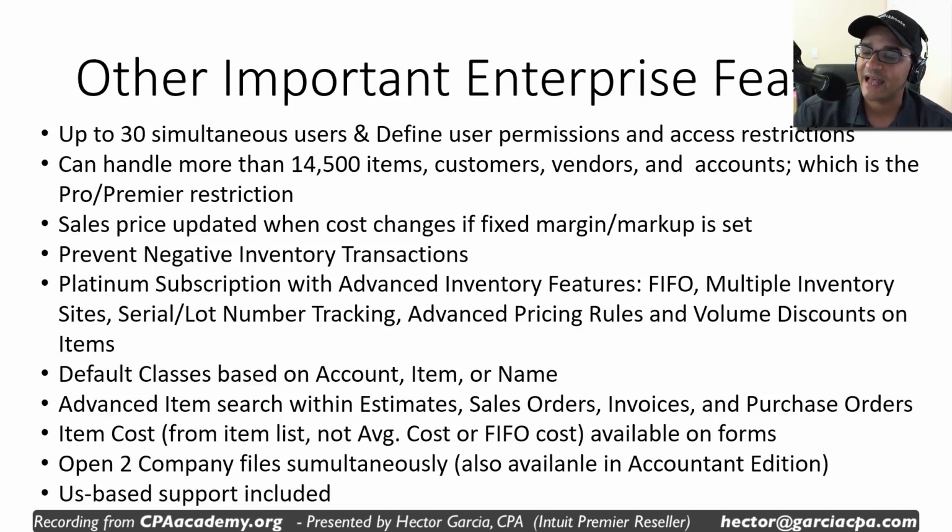It also has an advanced item search within the forms, the estimate, sales order, invoice, purchase order forms. So for folks that have large item lists, it's actually absolutely crucial. It can show the item cost in the list price or the list cost of the item in the forms, which is very useful for some salespeople. It can open 2 company files simultaneously, which is also available on the accountant edition. And it has US-based support. It's actually included with the subscription.